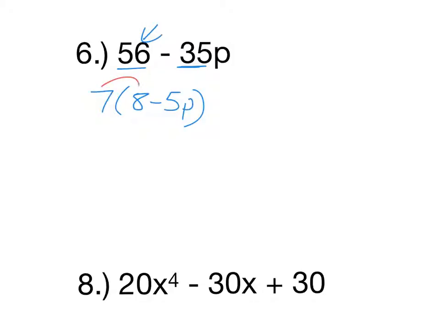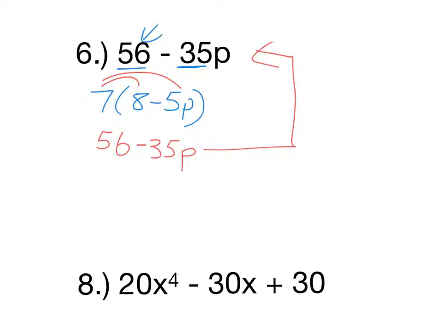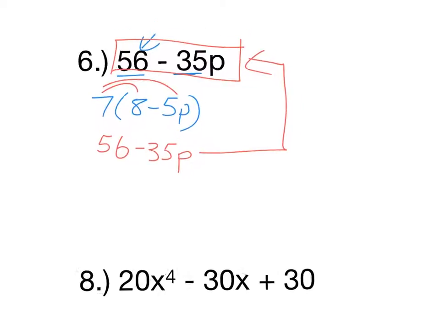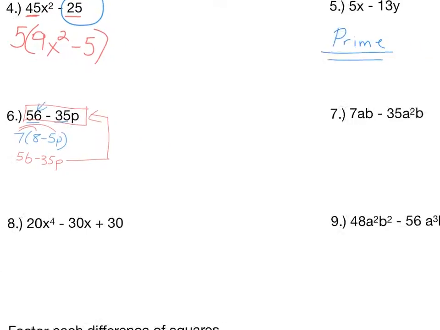Now, on your test, if you want to double check and make sure your answer is correct, please use the distributive property to check your answer. If we use the distributive property to check our answer, 7 times 8 is, in fact, 56. And 7 times negative 5p is, in fact, negative 35p. So you can see how you get your original polynomial when we use the distributive property. And that shows right away that you did this correctly. So on your test, please make sure you check your answers by distributing. Double check your answer. Make sure that everything's correct.